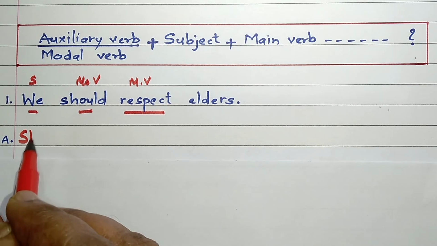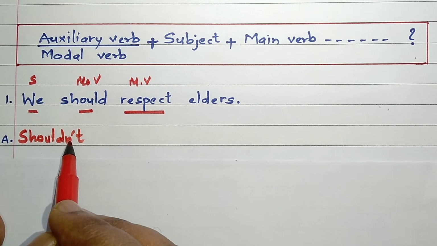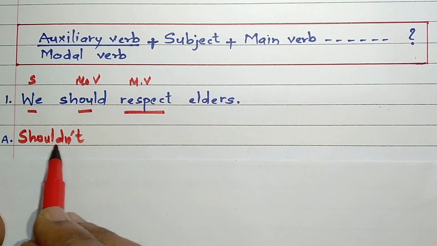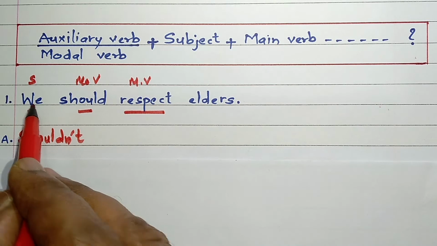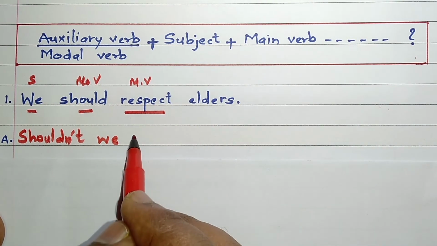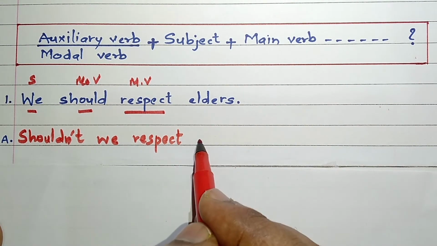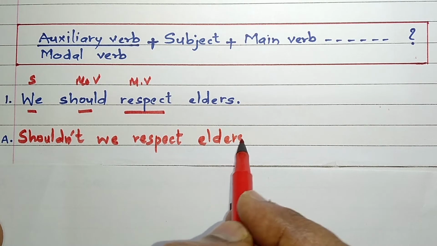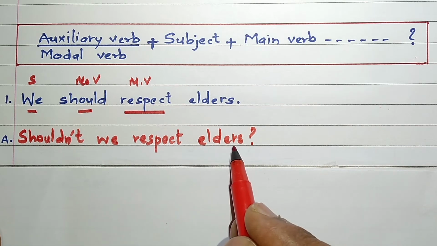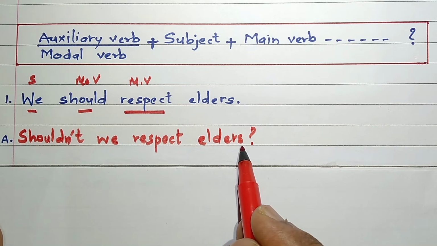So we will say shouldn't. We are writing shouldn't. Why? Because the sentence is affirmative. Shouldn't. Subject is we. The main verb is respect. Followed by the remaining part, that is elders. And the question mark at the end. So this is our answer. The interrogative sentence is, shouldn't we respect elders?